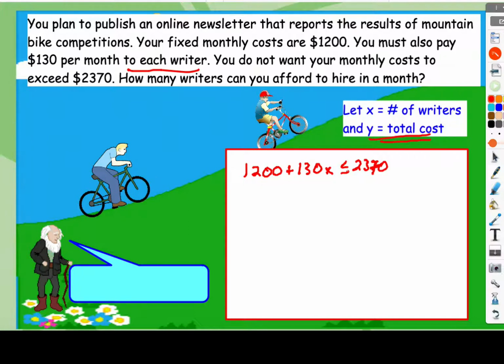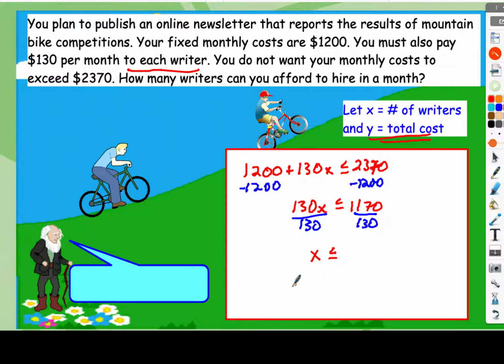Let's go ahead and solve. Subtract 1,200 on both sides. And we get 130x is less than or equal to, again, all we did was subtract, 1170. Now let's divide by 130. And x, again, we divided by a positive number, so still is less than or equal to.